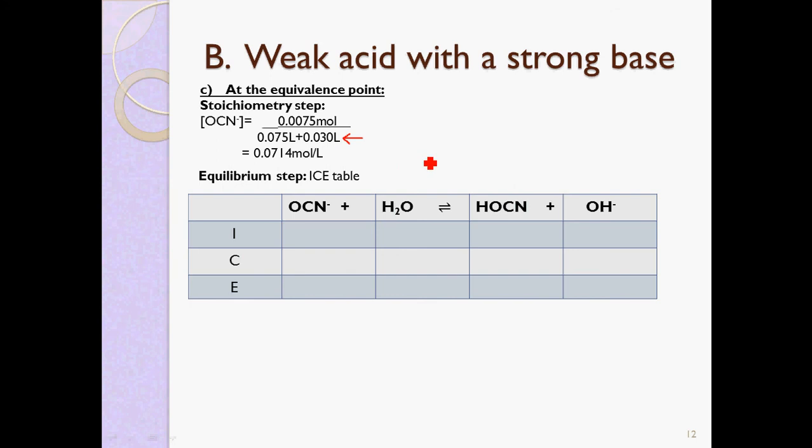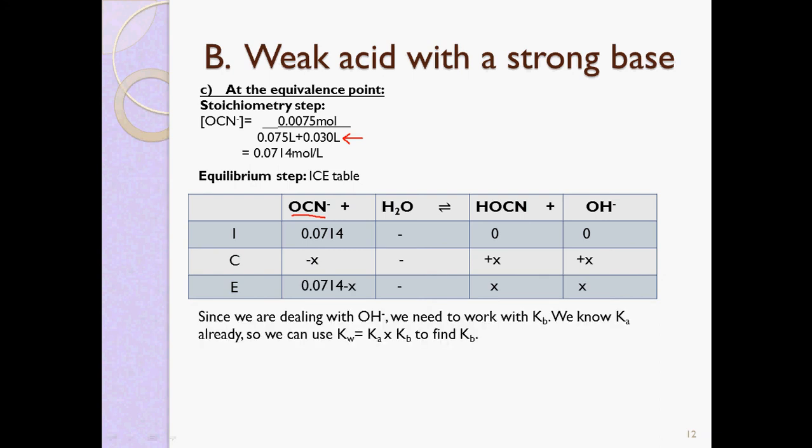You'll notice our ICE table looks different from before equivalence point. This time I have the OCN as my reactant, and there's no acid remaining because we're at equivalence point. Our negative x, plus x, and plus x, our values at equilibrium. This time we're going to write our Kb expression, and remember we can find Kb if we know our Ka, because our Kw is always going to be 10 to the negative 14. So there's that calculation right there. So Kb, very, very small, well, really relatively small, 10 to the negative 11.